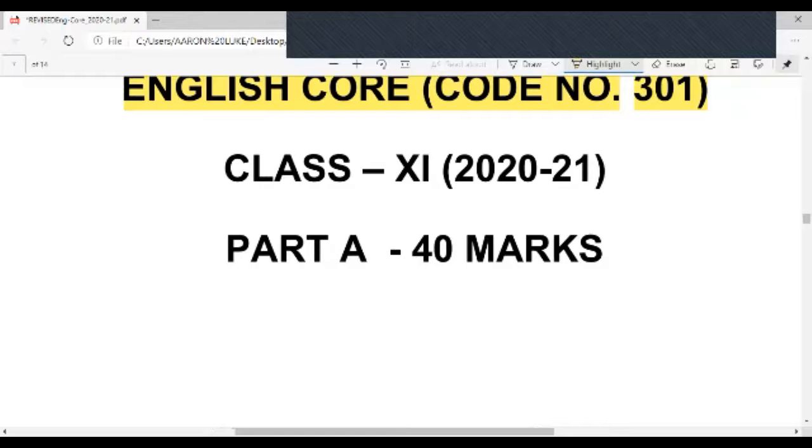When you search for internet material, see that it is English Core, because as per the CBSE scheme of things, there are 2 schemes. The first scheme is called English Core, and the second scheme is called English Elective. So you should not be confused.